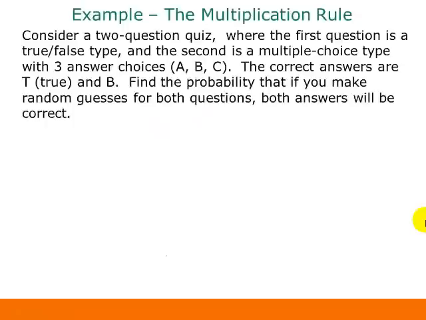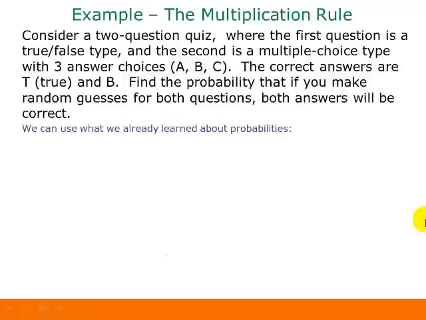Here's an example of the multiplication rule. Consider a two-question quiz, where the first question is a true-false type and the second is a multiple-choice type with three answer choices, A, B, and C. The correct answers for this quiz are T, true, and B. Find the probability that if you make random guesses for both questions, both answers will be correct.